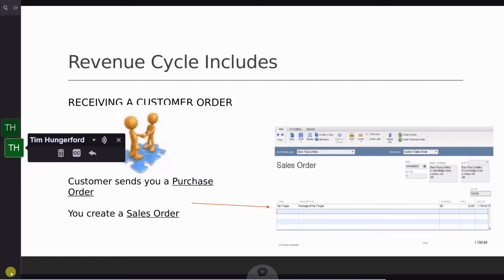So from an audit perspective, you've got a sales order that you've generated, but just to verify that, you might want to look at the purchase order that was received by your client that you're auditing.